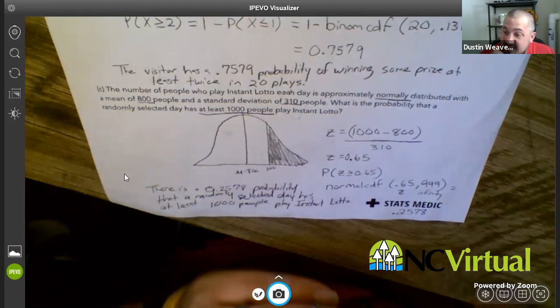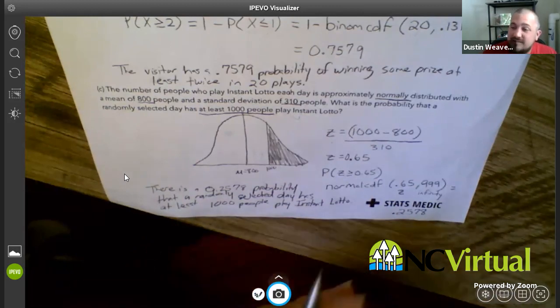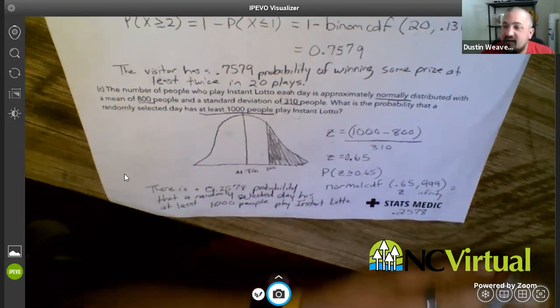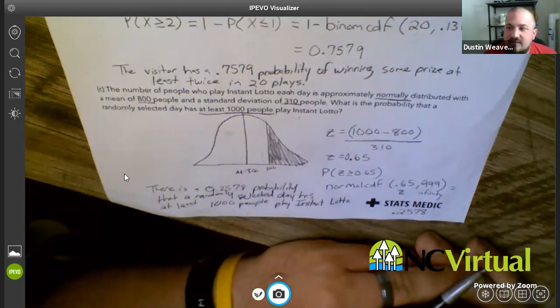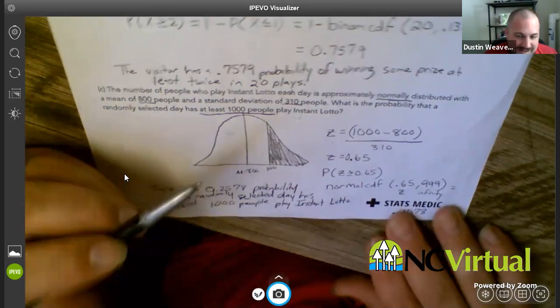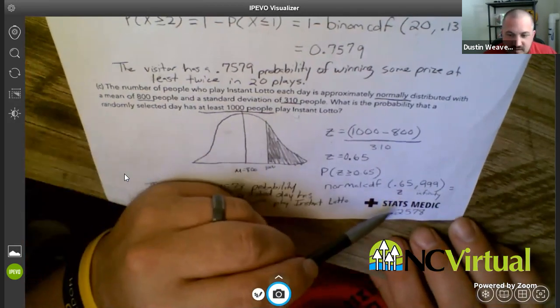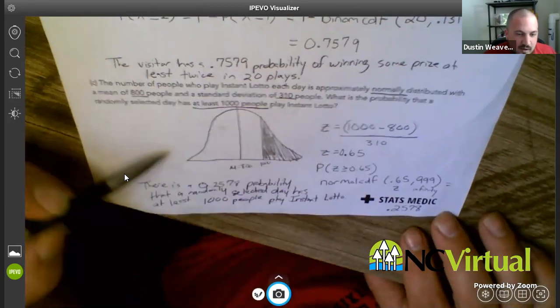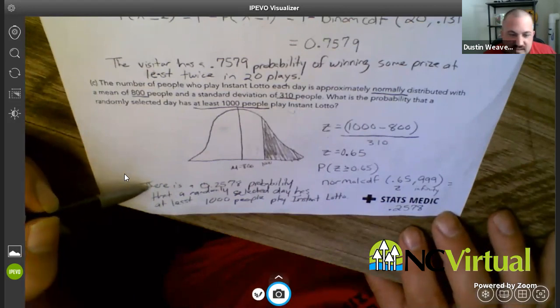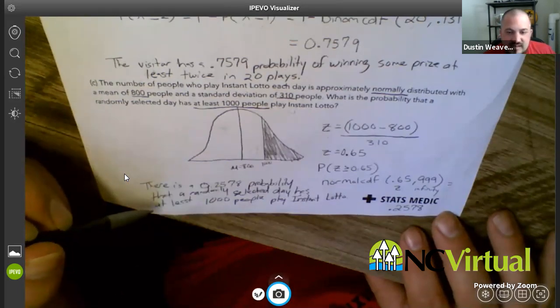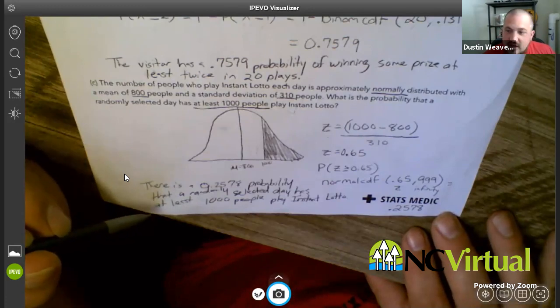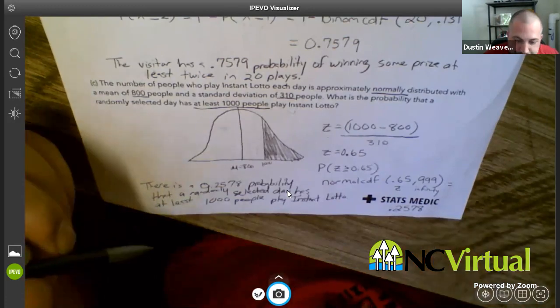If it was less than 1,000, we would go from negative 999 to 0.65. But because we want more than 1,000, we're going to go from 0.65 all the way to 999. And we get a probability of 0.2578, and then we respond in words about what this means. It means that there is a 0.2578 probability that a randomly selected day has at least 1,000 people play the instant lotto. And that's what we mean there.